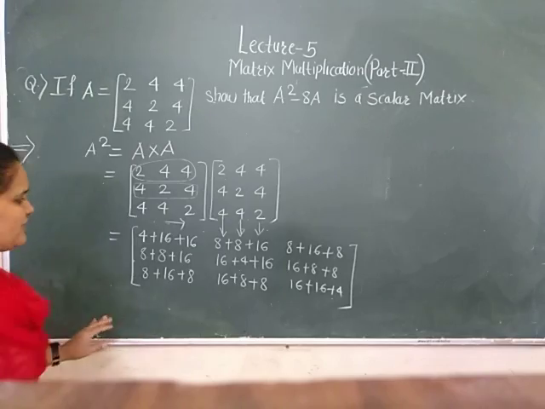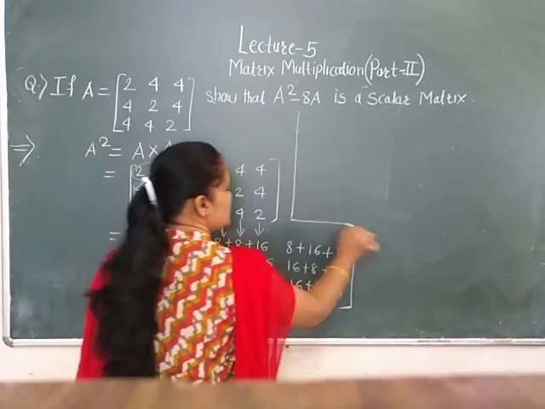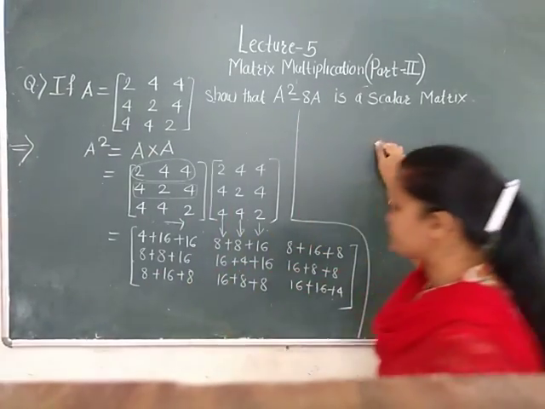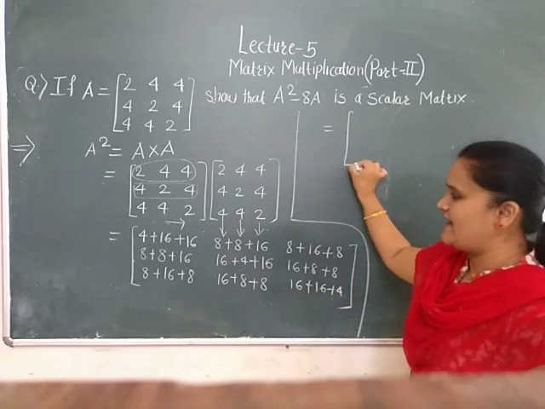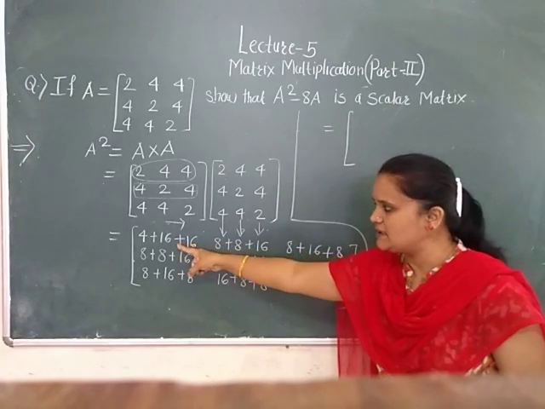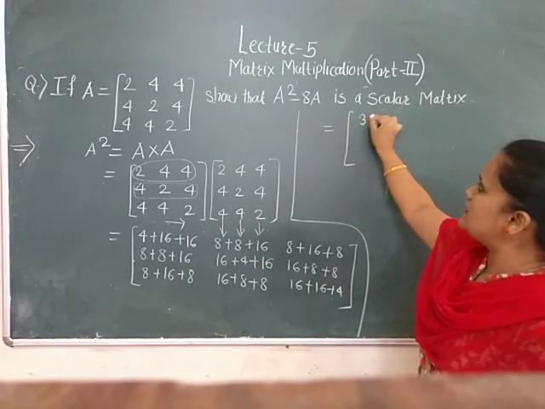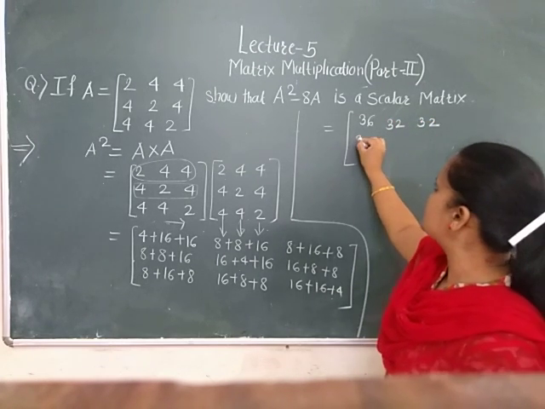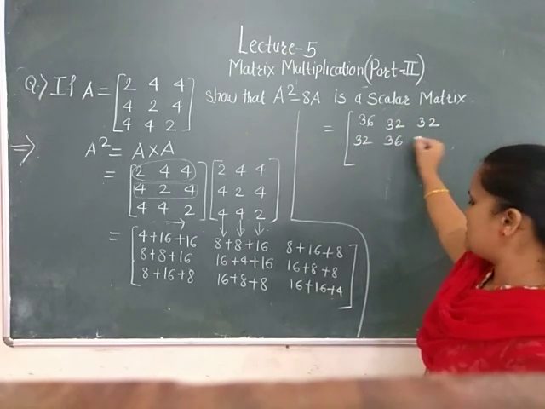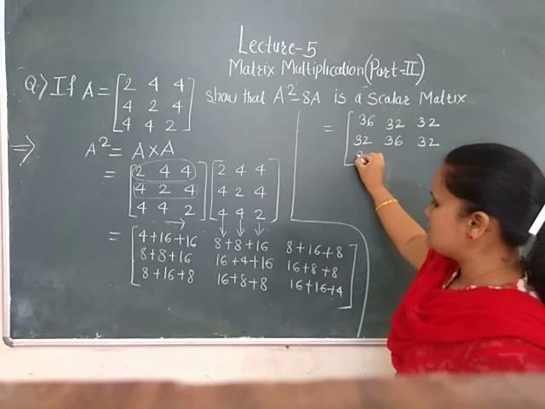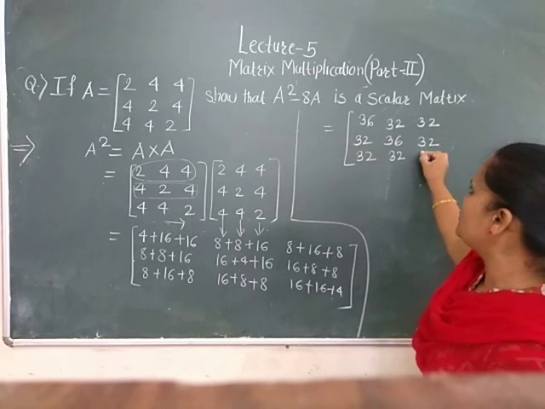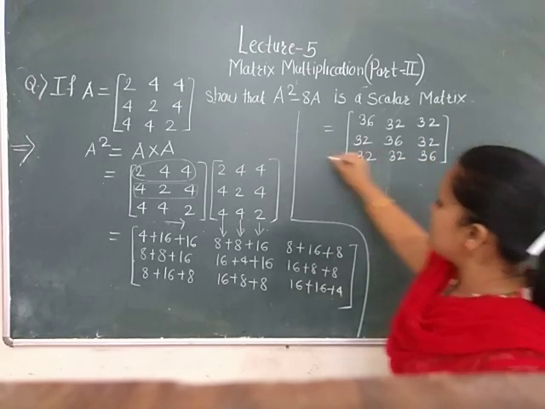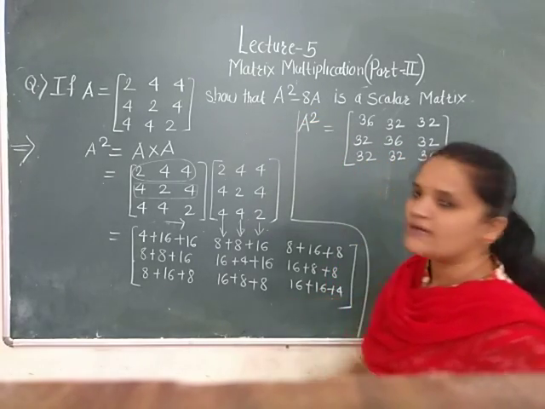Now let's simplify this. I will simplify over here. So the first value will be 16 plus 16, 32, plus 4. It gives you 36. Then 32, 32. This is 32, 36, 32. This is 32, 32, 36. So in this way we got A square here.